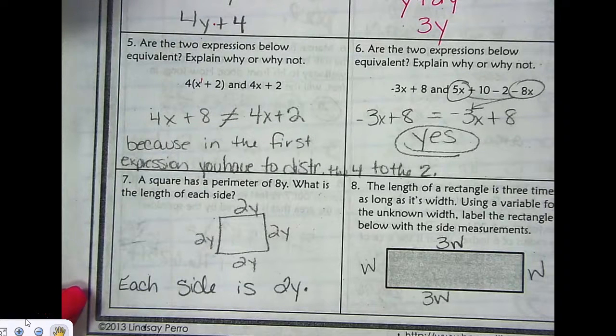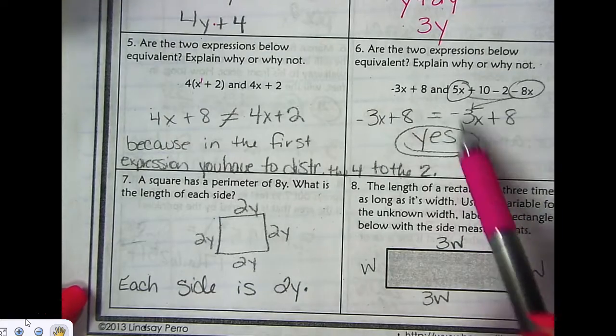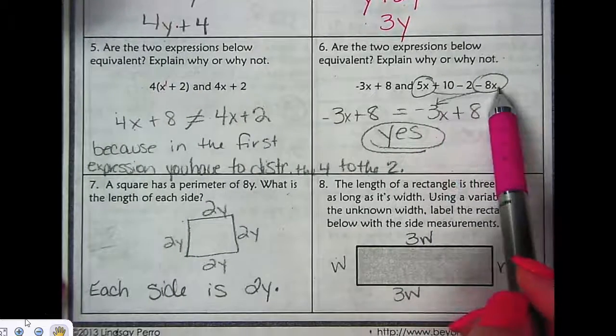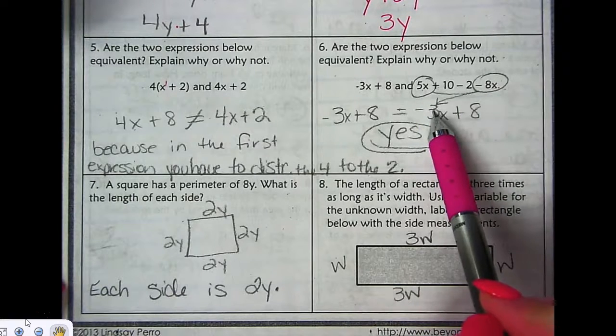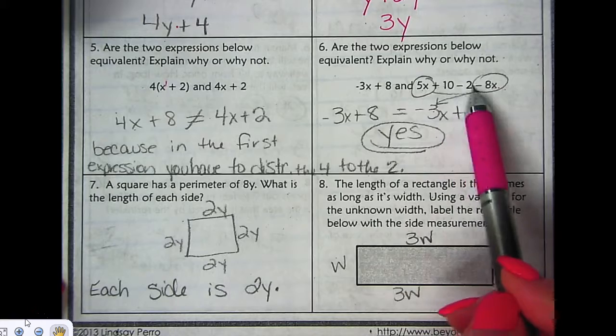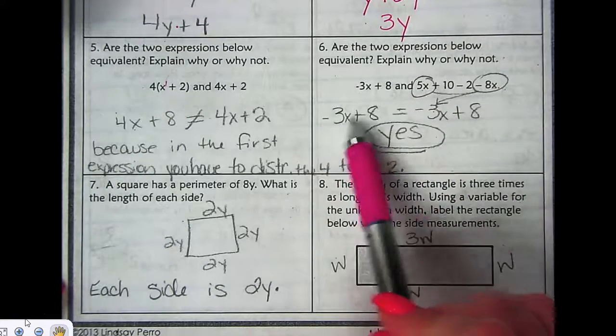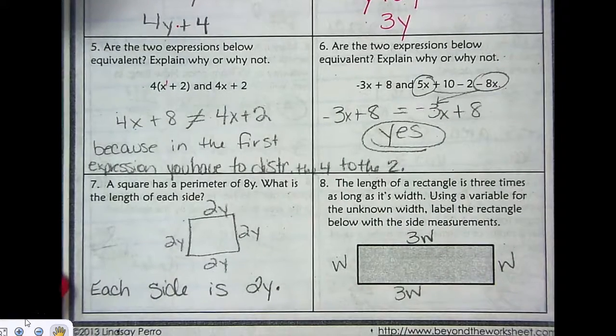6. Are the two expressions below equivalent? Explain why or why not. Yes. Here on this side I combined like terms. 5 minus 8x is negative 3x. 10 minus 2 is 8. Those are the same thing, so I said yes.